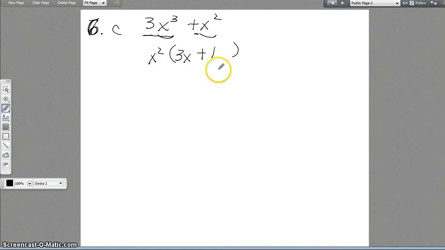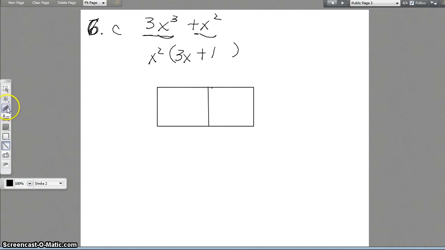But then it says to illustrate the problem by means of the area of a rectangle. What that means is that we do a diagram. So we're going to draw our diagram and split it into 2 boxes. I don't know why I didn't draw them the same size. And we're going to put 3x cubed in one box and x squared in the other box. And what we're going to do is find what is our greatest common factor, and we're going to put that over here on the left side.